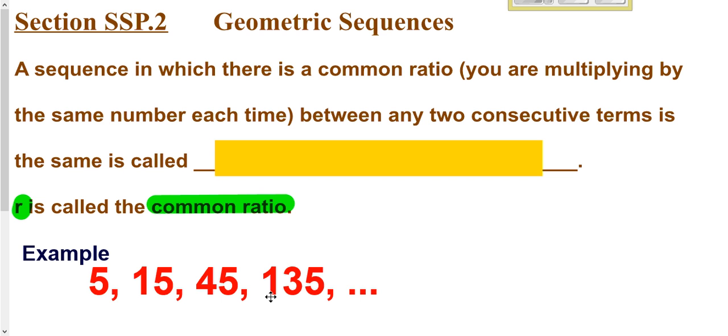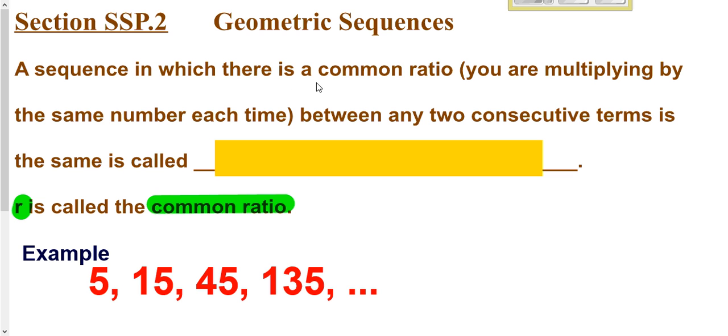Remember, with arithmetic, you are adding the same number each time. So here we're multiplying by the same number each time. We're multiplying by 3. 5 times 3 is 15. 15 times 3 is 45. 45 times 3 is 135, and so on and so on.